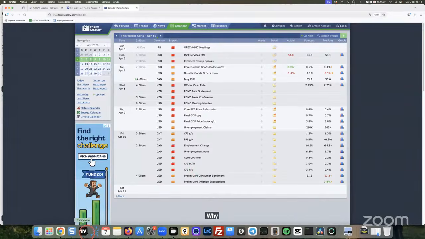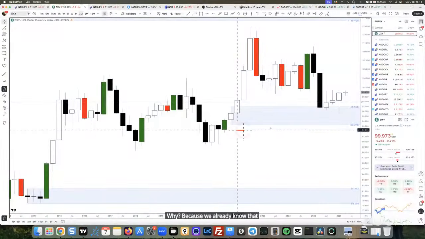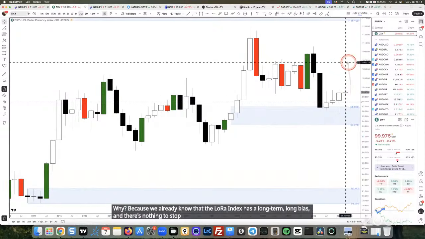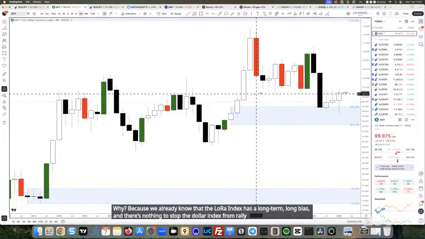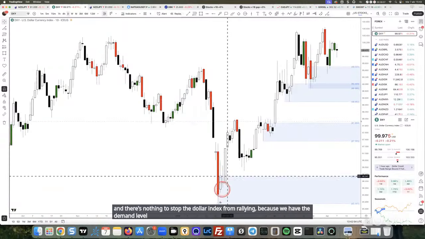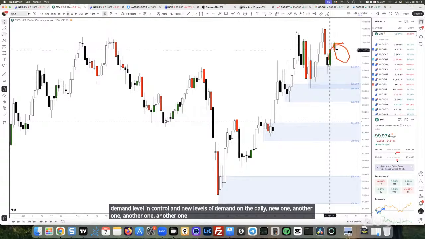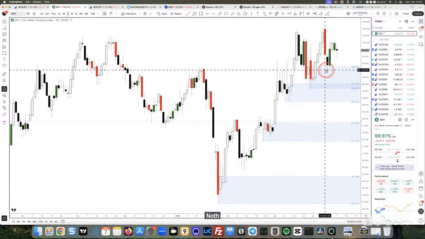Whatever they say here is irrelevant. Why? Because we already know that the dollar index has a long-term long bias, and there's nothing to stop the dollar index from rallying because we have the demand level in control and new levels of demand on the daily, new one, another one, another one. So whatever they say has nothing to do with it. It's irrelevant.